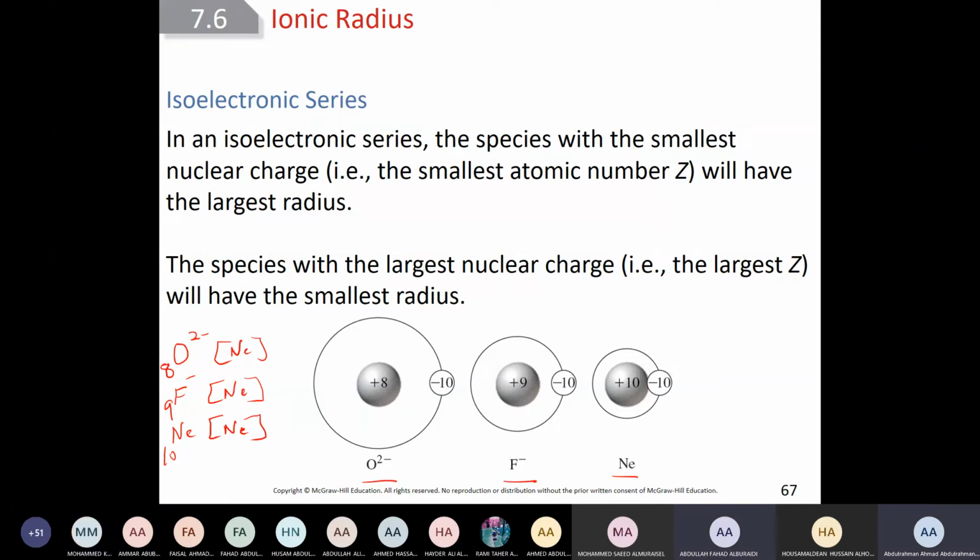Neon. 10 electrons are attracted to 8 protons. 10 electrons are attracted to 9 protons. 10 electrons are attracted to 10 protons. Which one will be attracted stronger? Neon, 10 to 10. And that's why this ion must be smaller than this one, must be smaller than this one. Clear? Like what we did with isoelectronic.